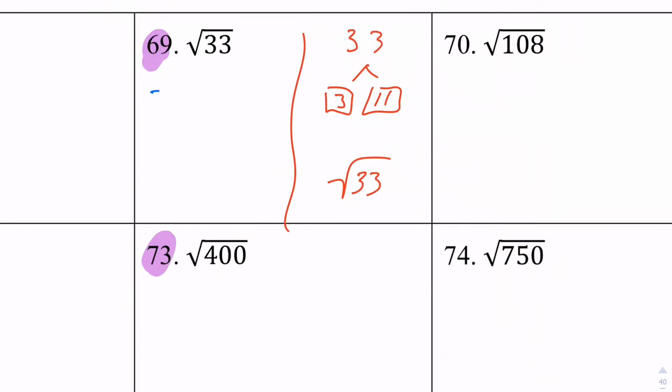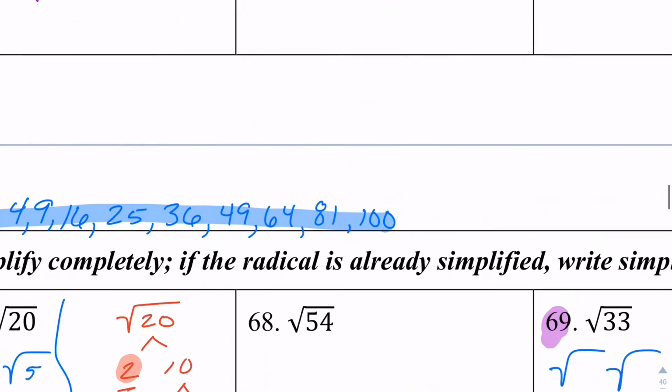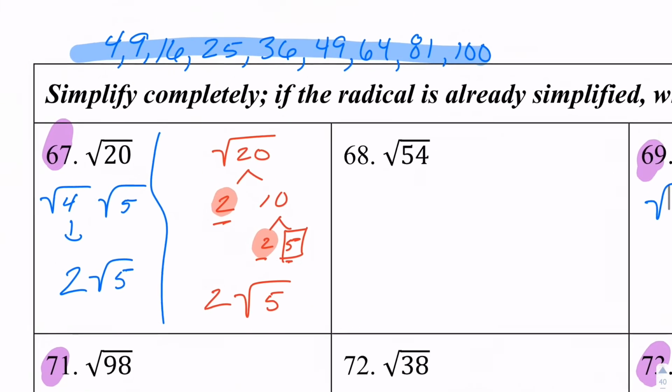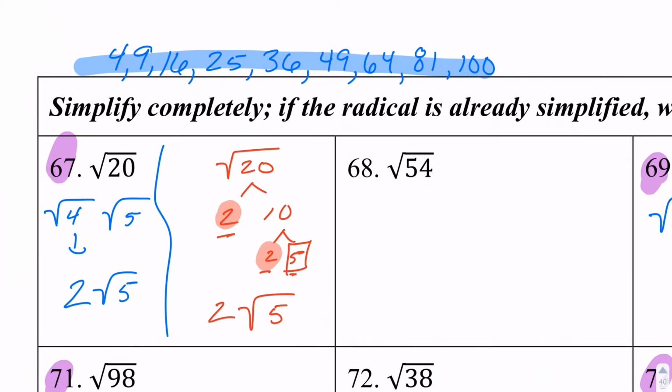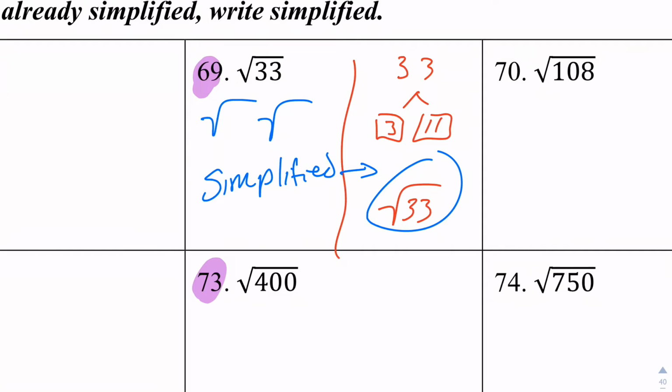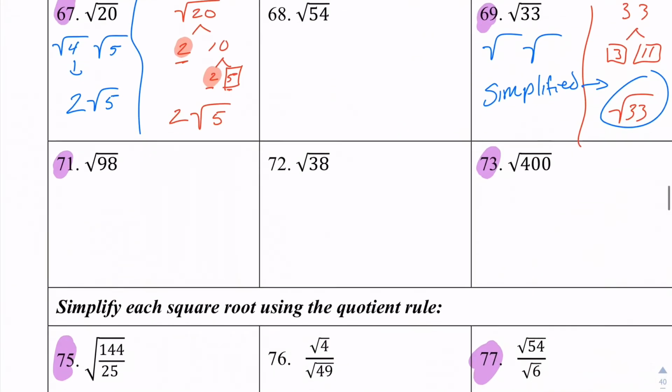If I tried the method in blue, I've got to pick a number from this list, so it's got to be smaller than 33, so we're looking at 4, 9, 16, or 25. None of those numbers, when multiplied times another number, can equal 33. 4 times nothing is 33, right? 9 and nothing is 33. So this is already simplified. Right, and again, we just kept the square root of 33. This is already simplified. Okay.